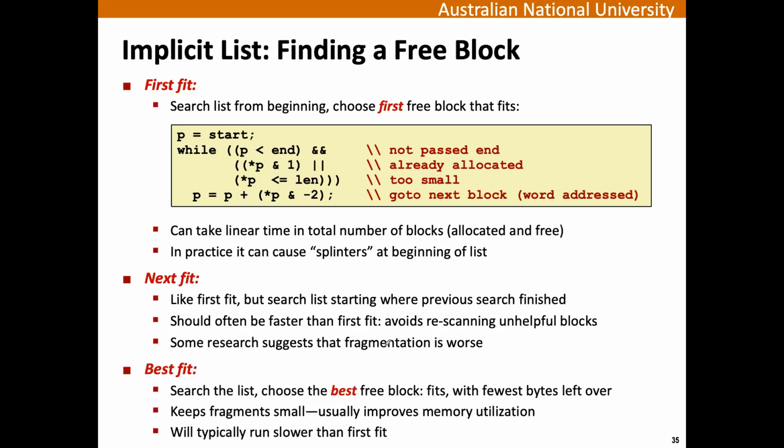And then there is best fit. As the name suggests, we choose the best free block that can fit the requested block. So the fewest number of bytes left over, keep fragmentation small, it improves memory utilization. But when you are trying to be the best, there is a cost. Nothing is free. You waste a lot of time finding the best block that fits. And the best leads to the least degree of internal fragmentation, which exactly matches very close to what the user requested. And when you try to be the best, you waste time.